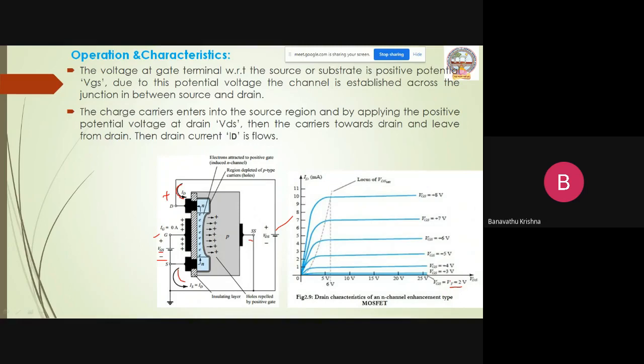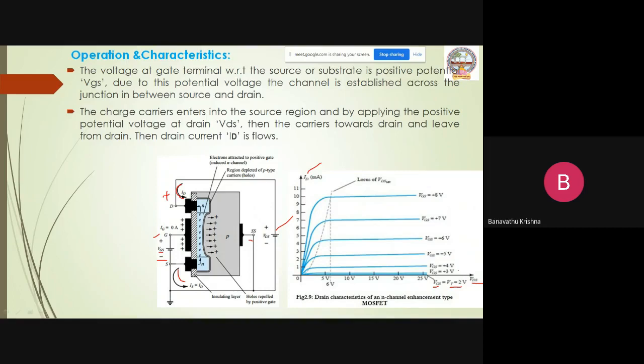So at VGS equal to 2 volts, VDS is going to increase, but the current is going to zero here. Why is the current zero here? The channel is not established in between source and drain due to this VGS voltage. So there is no channel. Even if you vary this VDS voltage, there is no movement of charge carriers. No movement of charge carriers means there is no current, and that current is nothing but the drain current. So obviously it is zero, right?